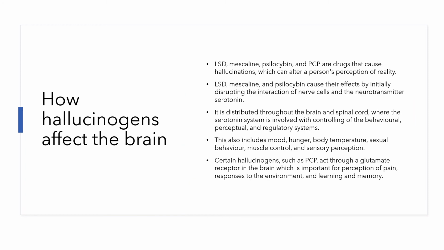How do hallucinogens affect the brain? LSD, mescaline, psilocybin, which is present in magic mushroom, and phencyclidine are drugs that cause hallucinations which can alter a person's perception of reality. We have already seen that, where it can cause derealization.